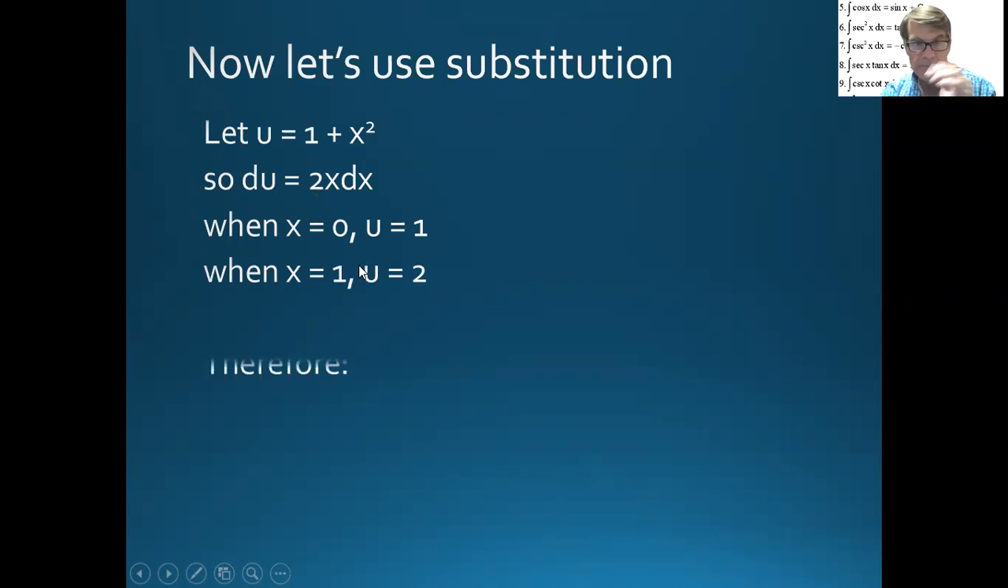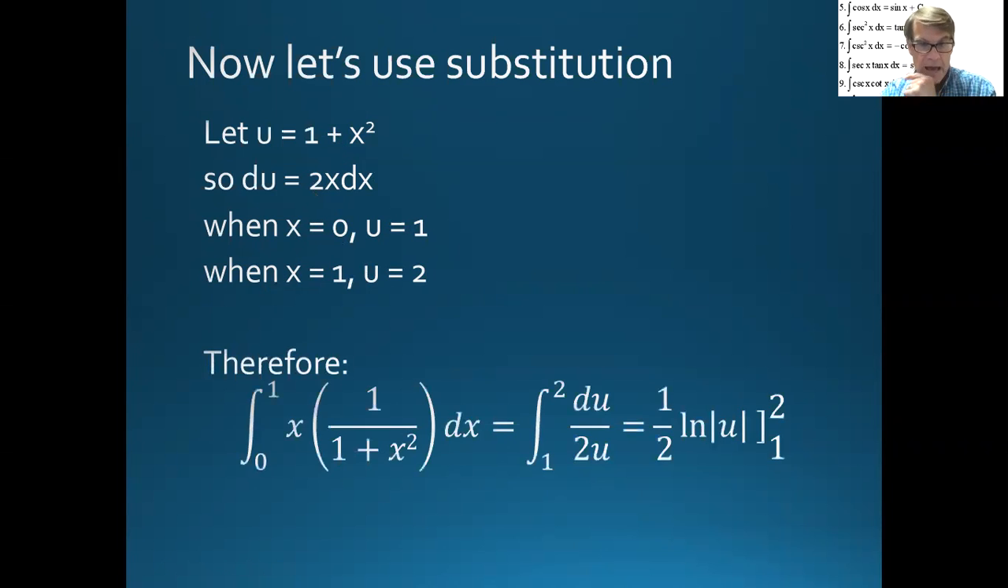Okay, now we're ready. That means that the integral, which I'm trying to find here, is going to equal, now see how I've replaced the numbers? It was from 0 to 1 when it was in x's. Now it's going to be from 1 to 2 when it's in u's. And then this is going to become du over 2u. How did that happen? Well, I set this equal to u, so the bottom becomes u. That's where that u comes from.